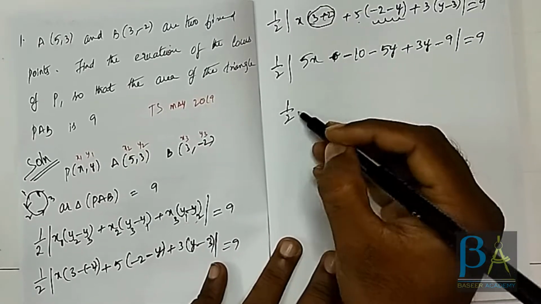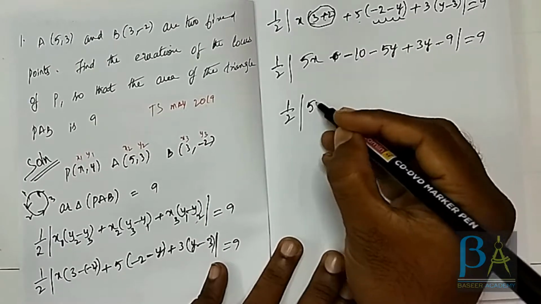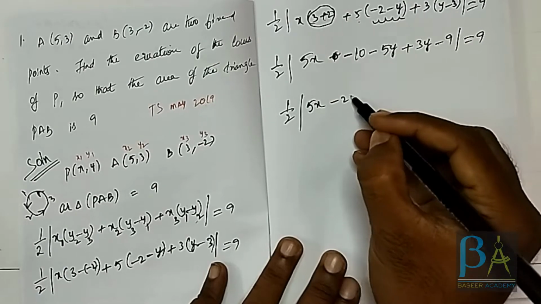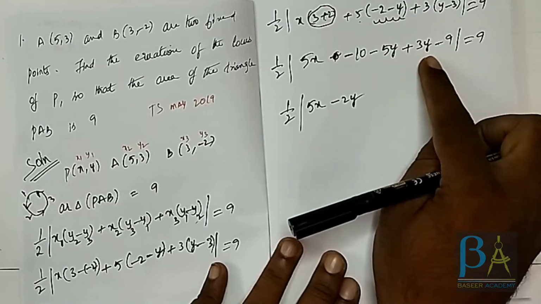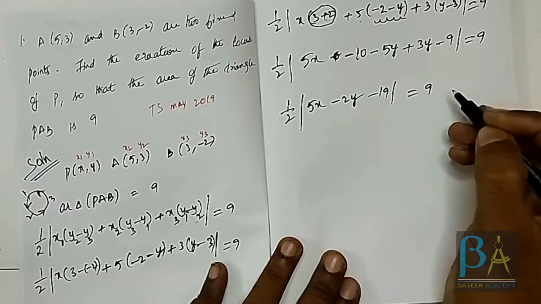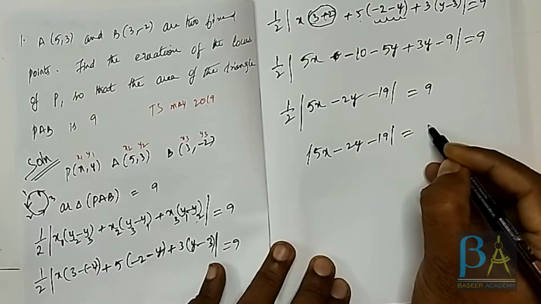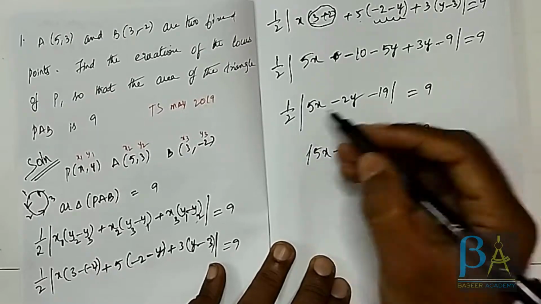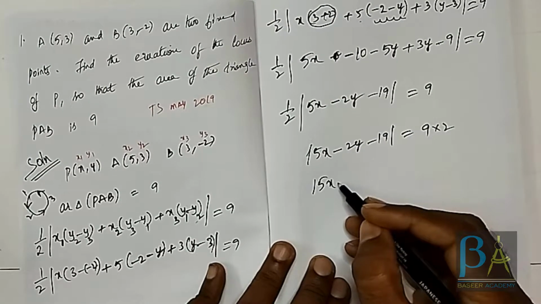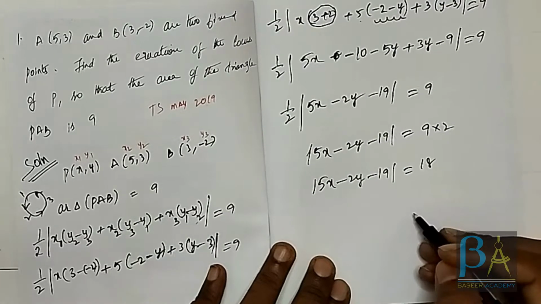Now what happens? Half mod, I just see only one x term here, so let me write the x term as it is. 5x I'm writing as it is. Minus 5y plus 3y, that gives us minus 2y, because obviously minus 5 plus 3, that gives us minus 2. Minus 10 minus 9, that gives us minus 19. Now, modulus of 5x minus 2y minus 19 would be equal to 9. 2 is dividing on the left hand side, so 2 will multiply on the right hand side. So what are we left with? Mod 5x minus 2y minus 19 is equal to 9 into 2, that gives us 18.